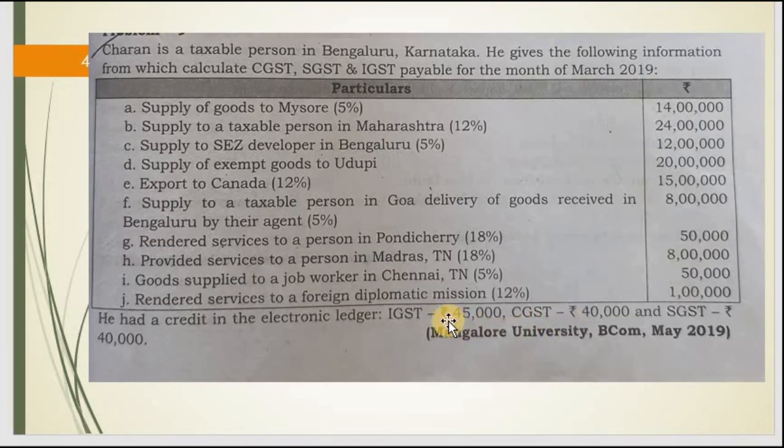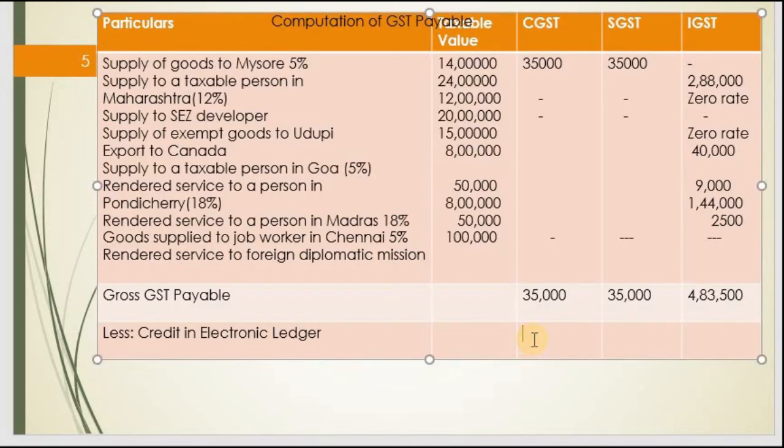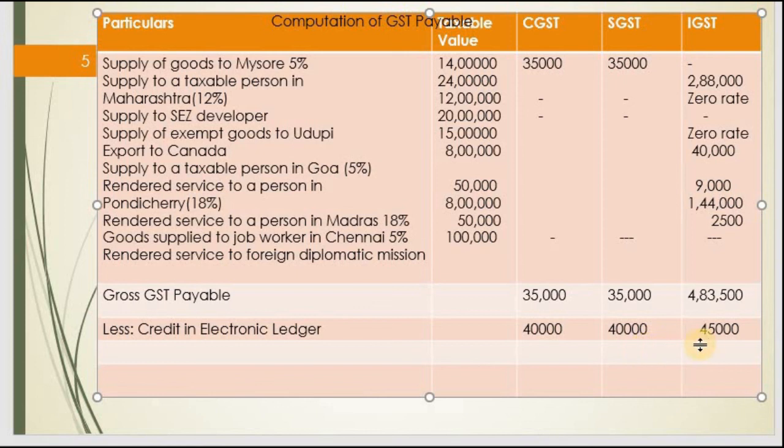It is given here in the problem. 45,000 in case of IGST, CGST 40,000, SGST 40,000. So 40,000, 40,000, 45,000. So the balance is 5,000, 5,000, and here it is 4,38,500. Now this is the balance, 5,000 in case of CGST, 5,000 in case of SGST. There is a minus balance, still balance is there. And in IGST we still have to pay the tax.